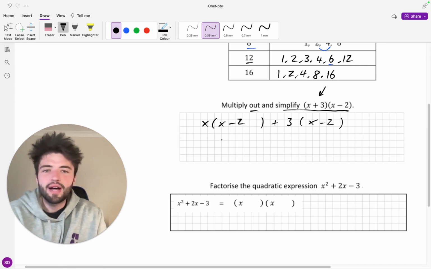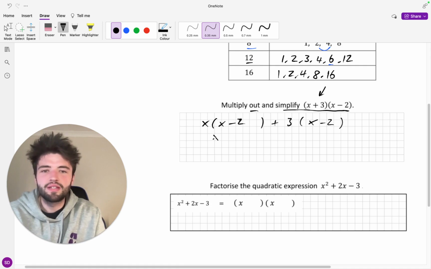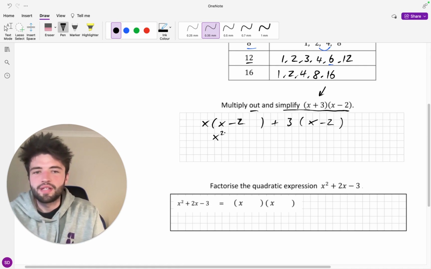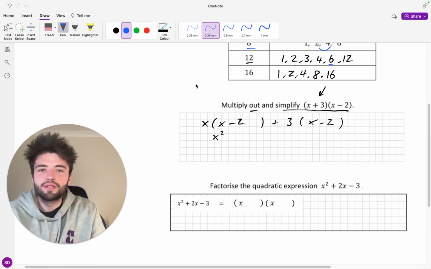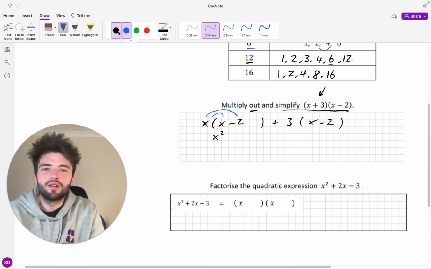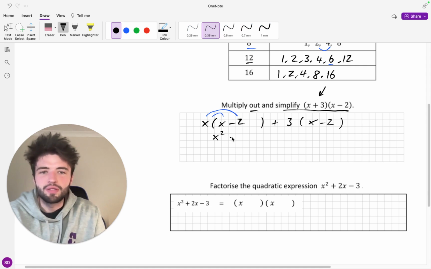And so to do that, we're just going to start multiplying in. For our first bracket, we're going to multiply in x. So we have x times x, which is x squared. So anything times itself is going to be the squared, so that's fine. And then we've got x times minus 2. So I'll actually show you here what I'm doing. So we've done x times x. Now we're doing x times minus 2, which is minus 2x.